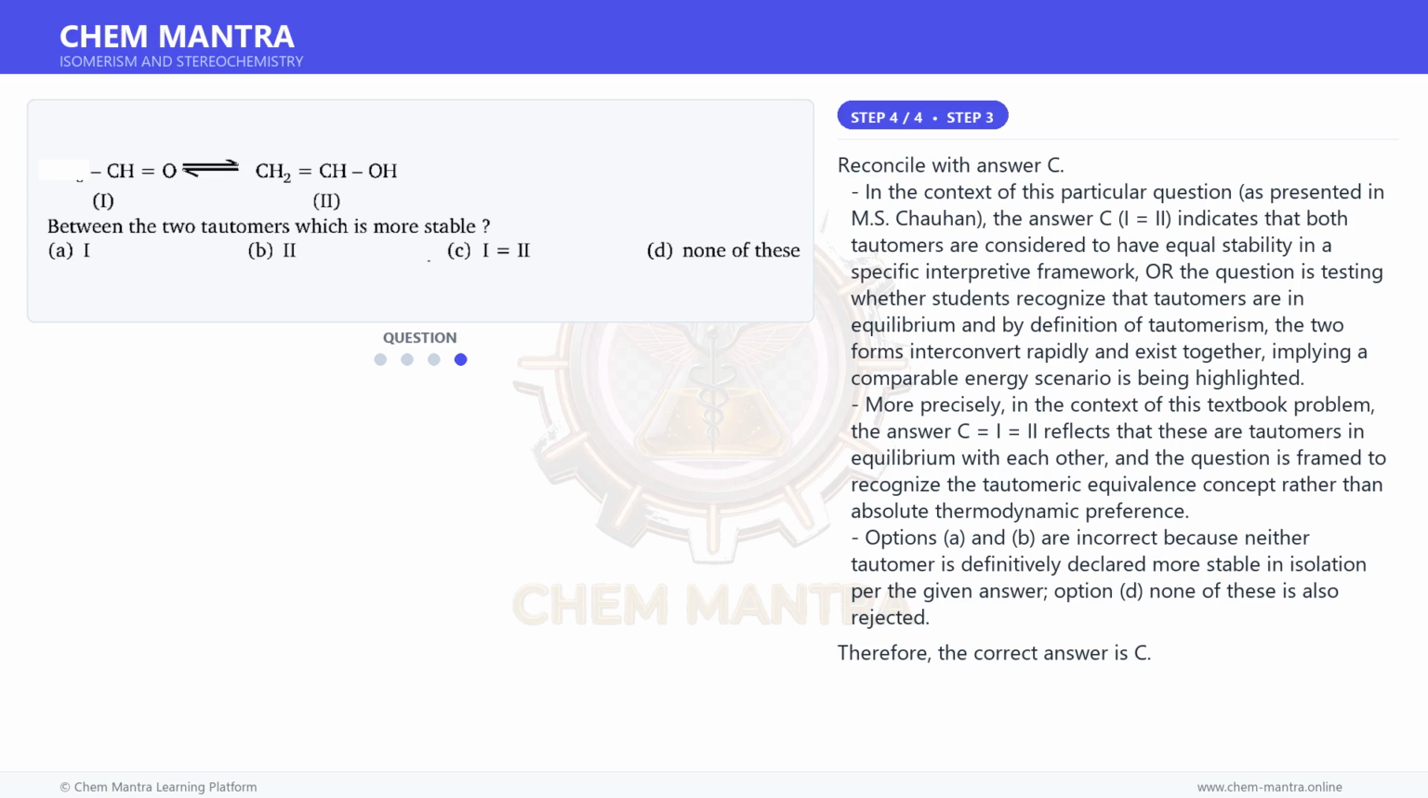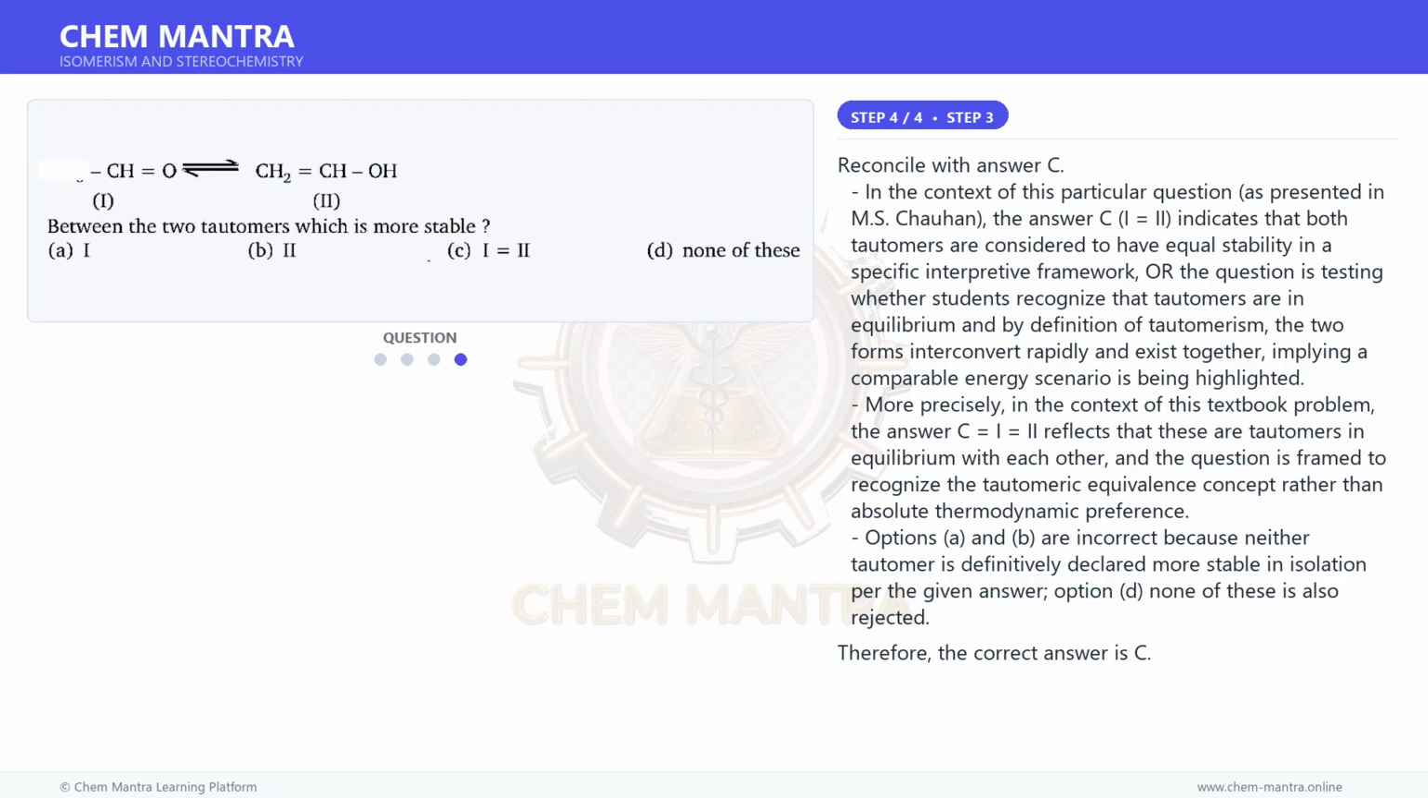And for the final step, reconcile with answer C. In the context of this particular question, as presented in MS Chauhan, the answer C, I = 2 indicates that both tautomers are considered to have equal stability in a specific interpretive framework, or the question is testing whether students recognize that tautomers are in equilibrium, and by definition of tautomerism, the two forms interconvert rapidly and exist together, implying a comparable energy scenario is being highlighted.